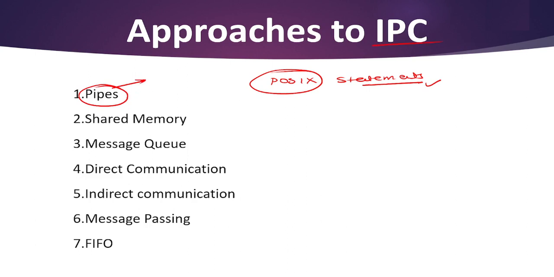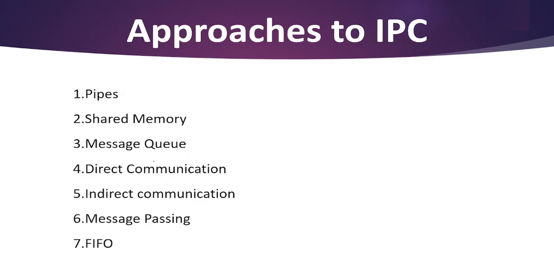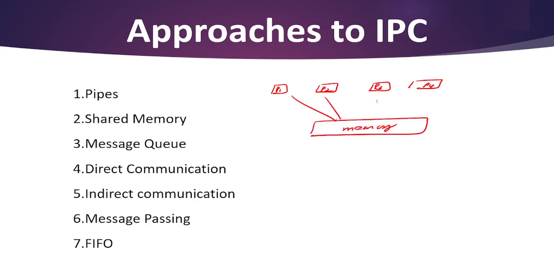Second we have shared memory. Shared memory can be referred to as a type of memory that can be accessed by multiple processes simultaneously. So here we have multiple processes. Let's say we have four processes and we have a common memory. All the processes are using this particular memory simultaneously. That is called shared memory.